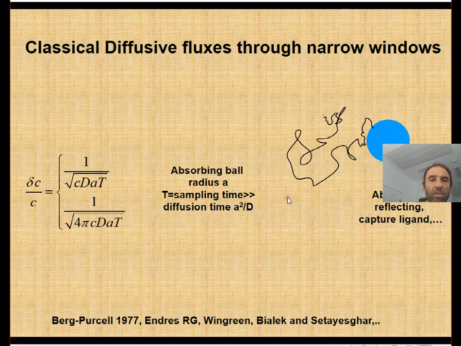And the problem has really motivated the field for all these years, looking at what happens when you have a fully absorbing sphere, partially reflecting, and a ligand that can be captured, recaptured, and so on. So this was really about understanding how the local concentration here could be related to the sampling time of these different particles.